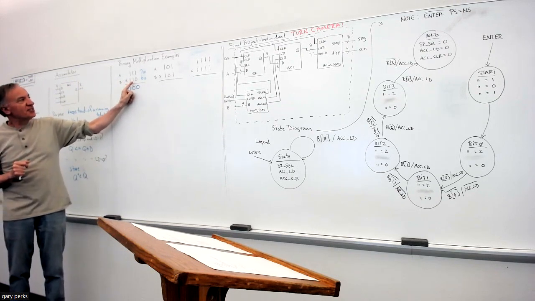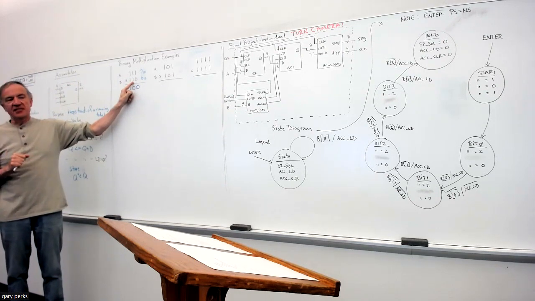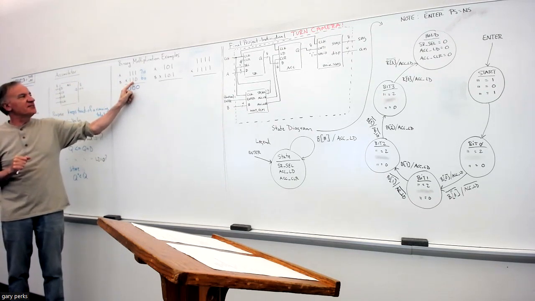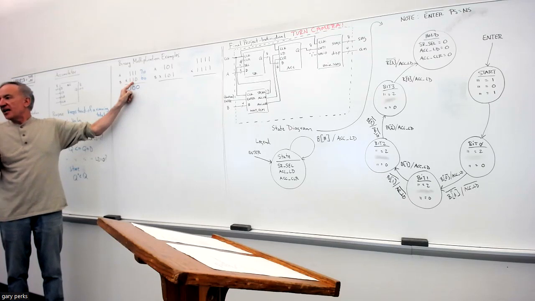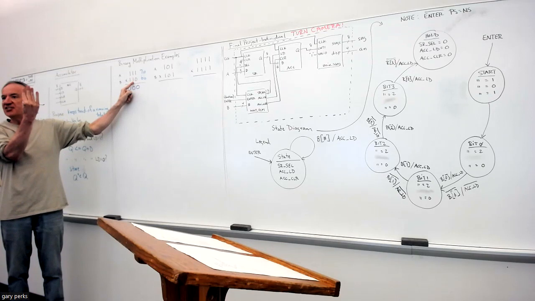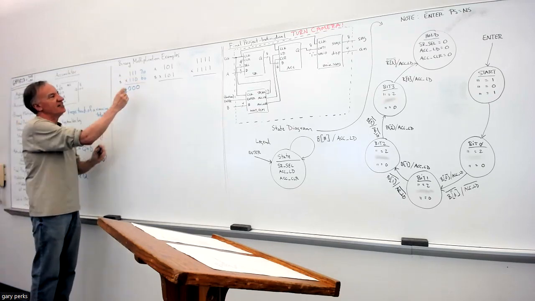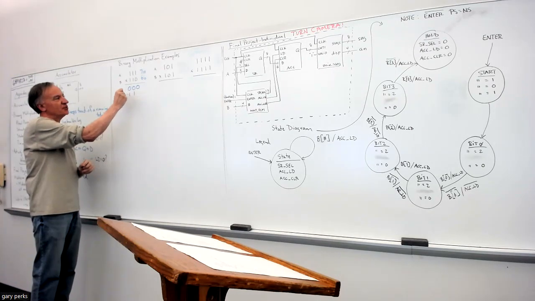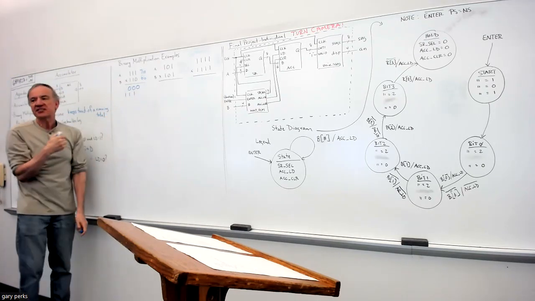When this bit, the one that's next left to the least significant, is 1, I'm going to add a shifted version of A, and because it's this bit, I shift A one place to the left. So I take A and I put it in my total, but I shift it one place to the left.